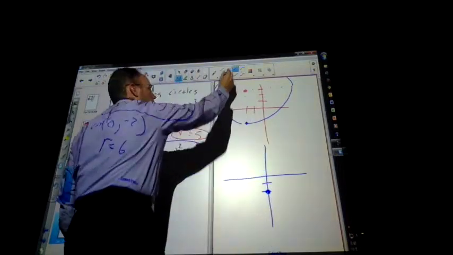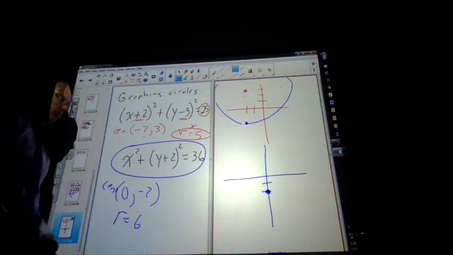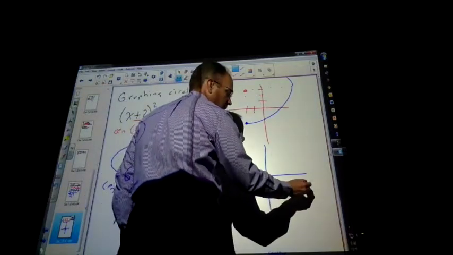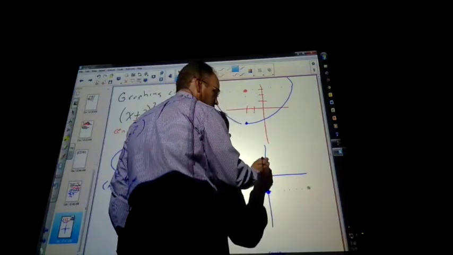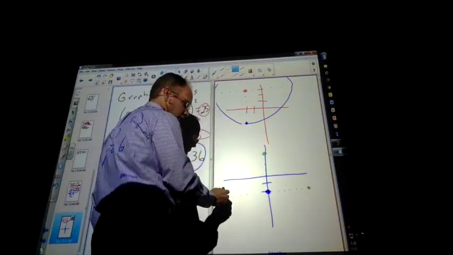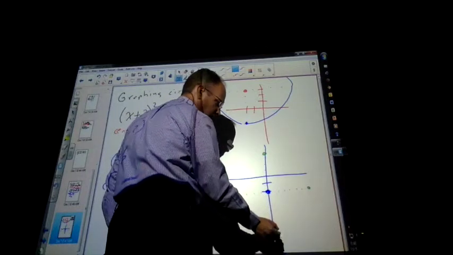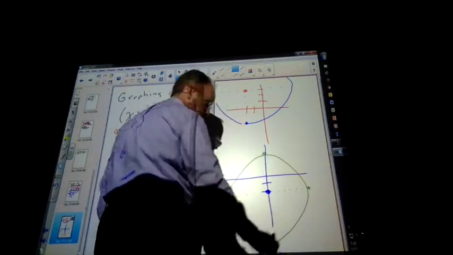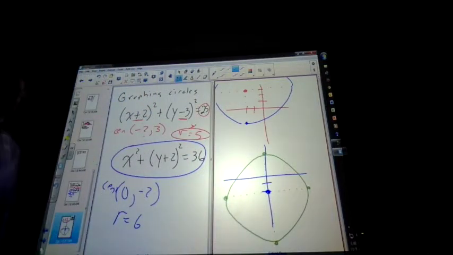That's my center. And from there, I'm going to go right, left, up, down, 6 in all directions. So 1, 2, 3, 4, 5, 6. Let's just pretend I can draw a good circle. So that's the first part of it.